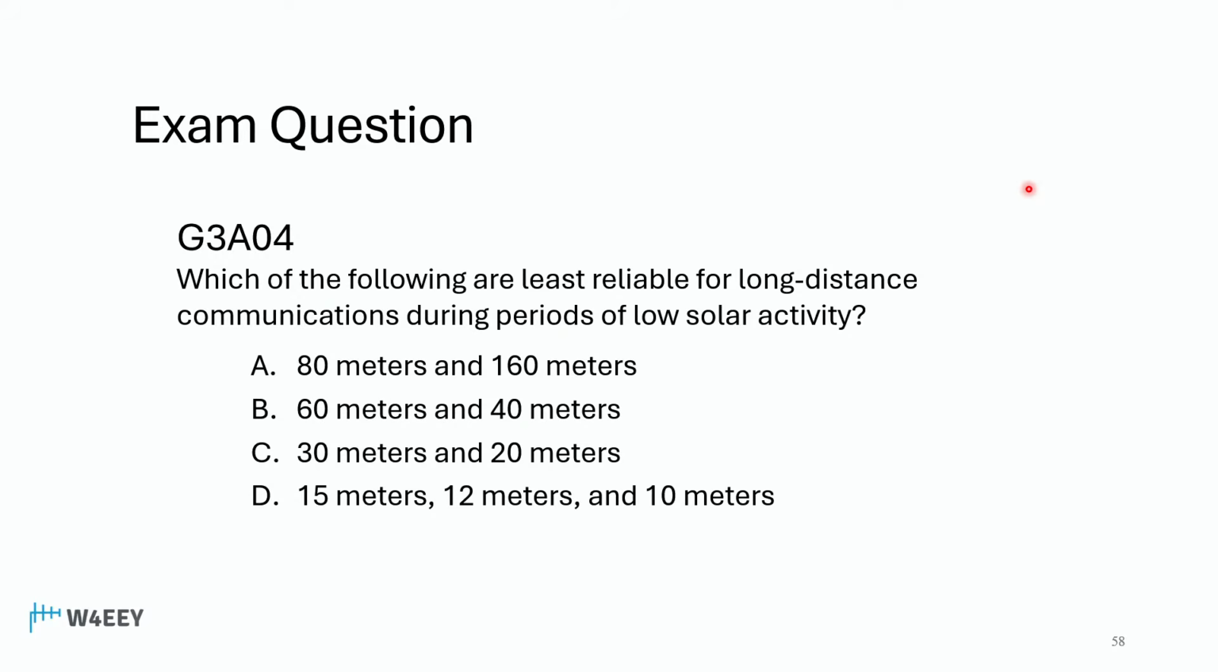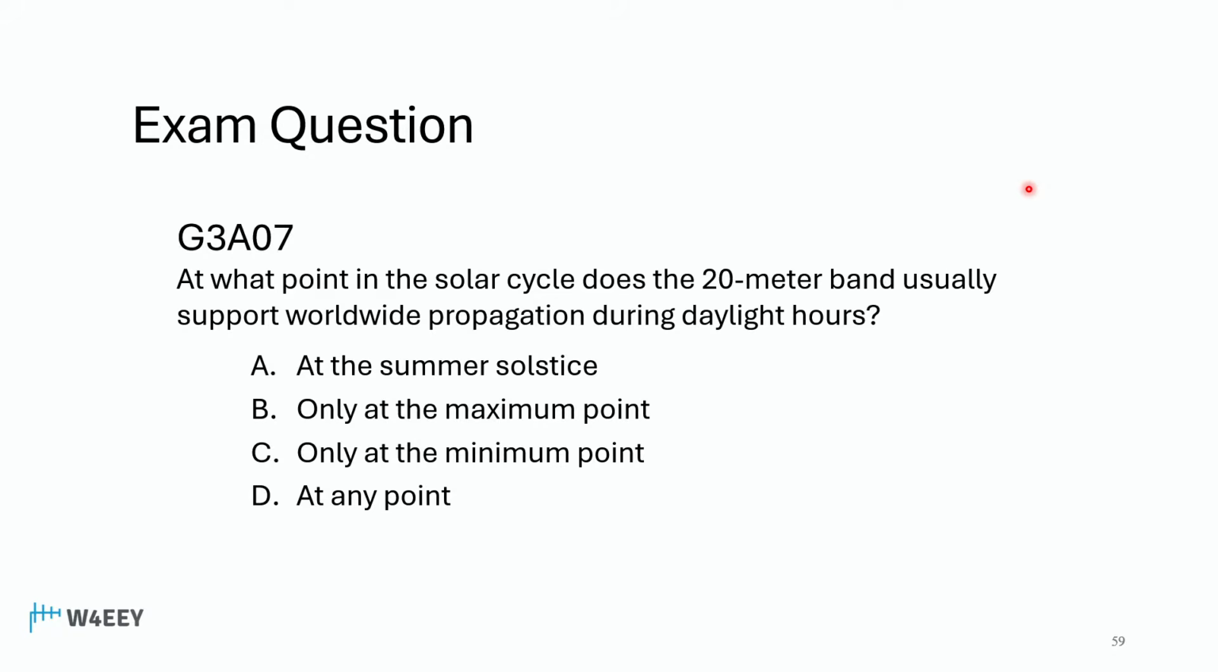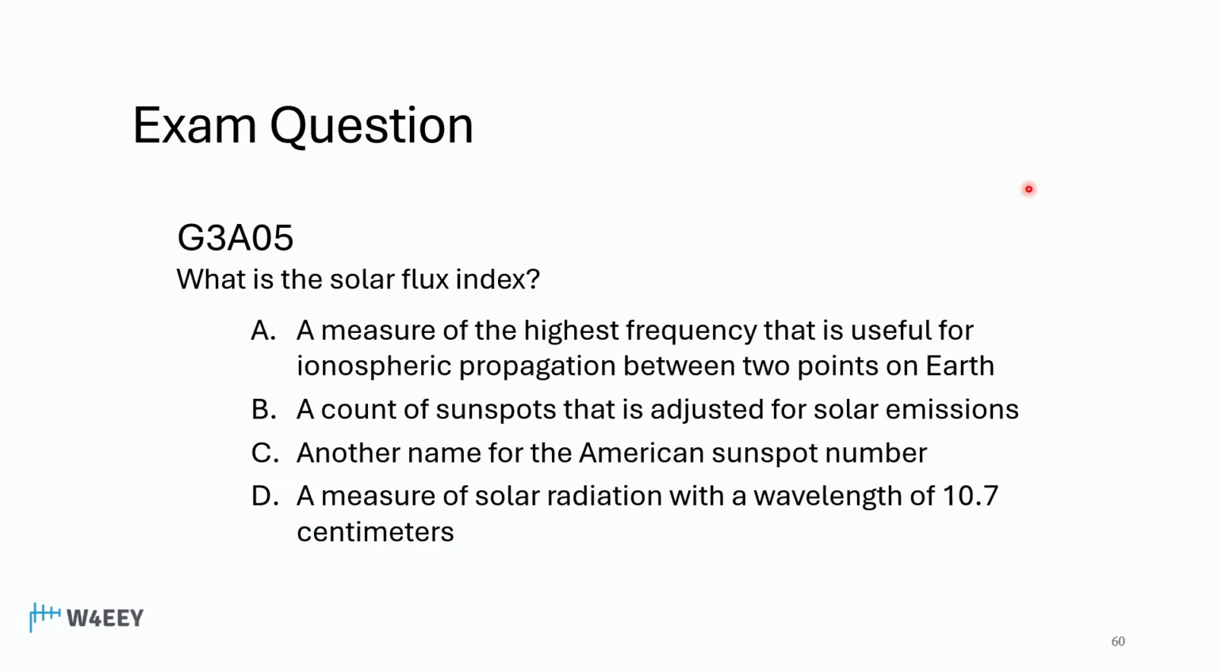Which of the following are least reliable for long-distance communication during periods of low solar activity? Delta, right, just the opposite of what we previously talked about: 15, 12, 10. At what point in the solar cycle does the 20-meter band usually support worldwide propagation during daylight hours? Delta, at any point. 20 meters is very nice that way.